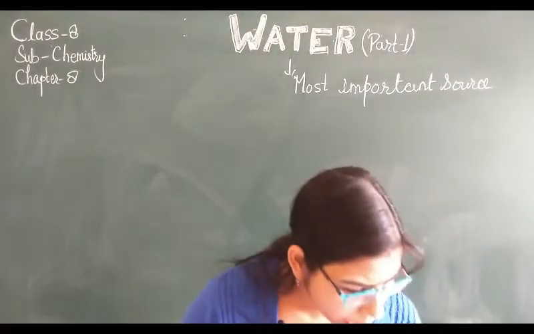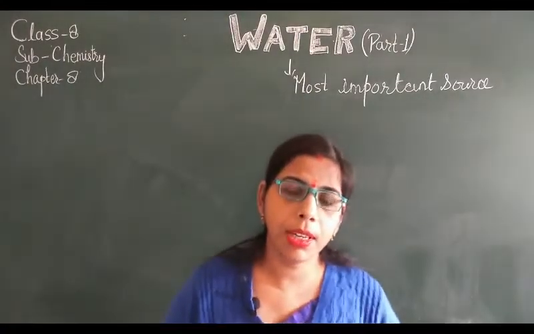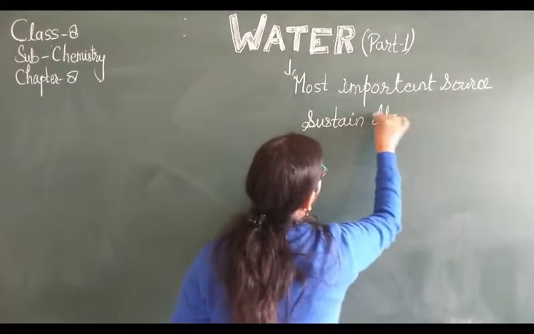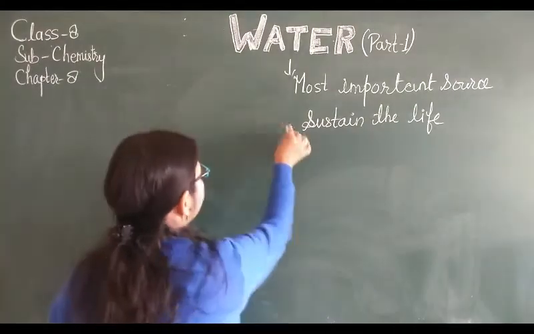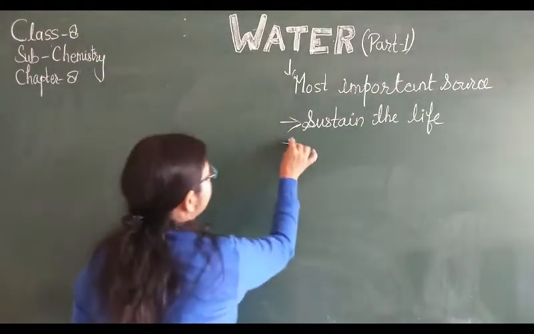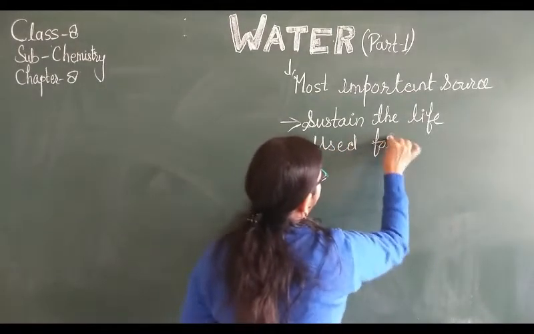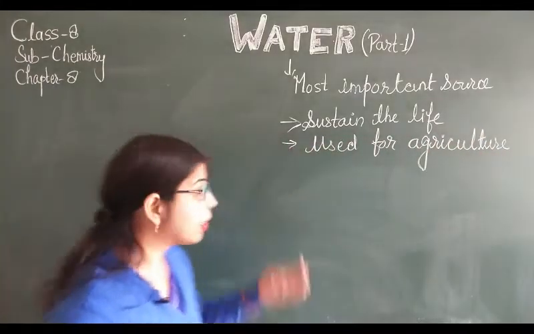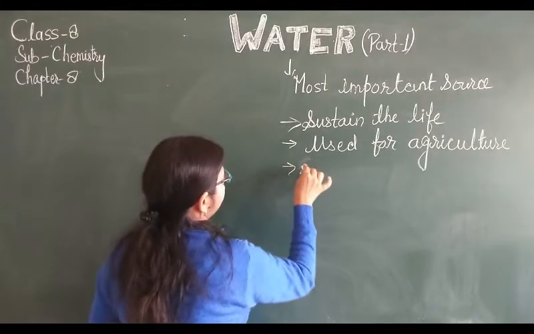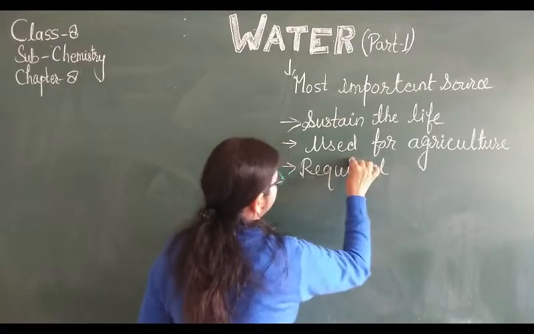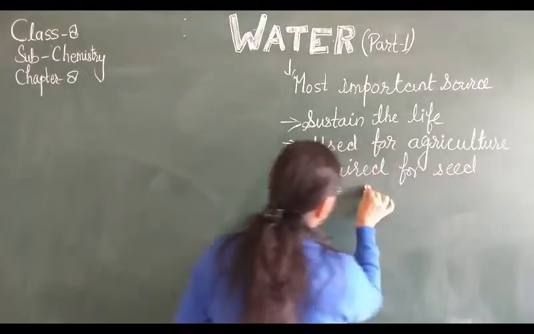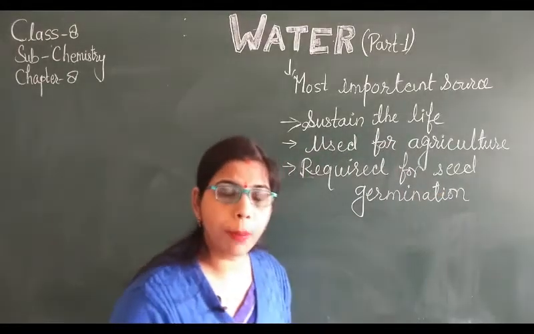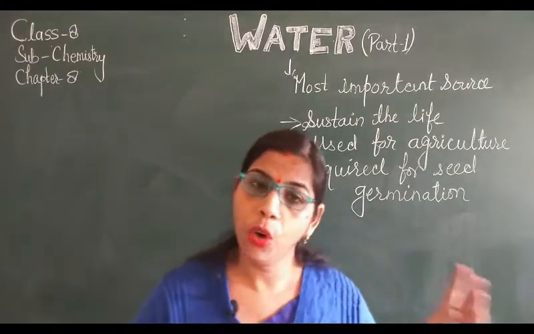Water is required by plants, animals and all living organisms to sustain life. That means the importance of water is that it is important to sustain life. Another thing, it is used for agriculture. Another reason, it is required for seed germination. Water is the medium to transport minerals within the plant. That means minerals are transported to the plant with the help of water.